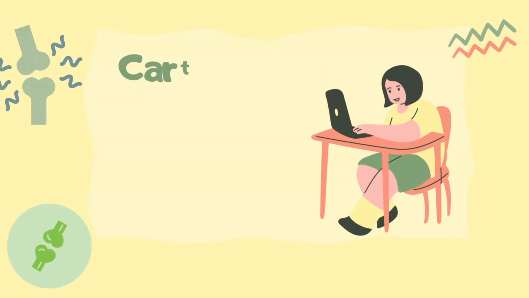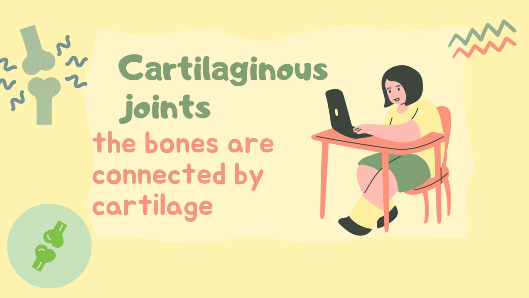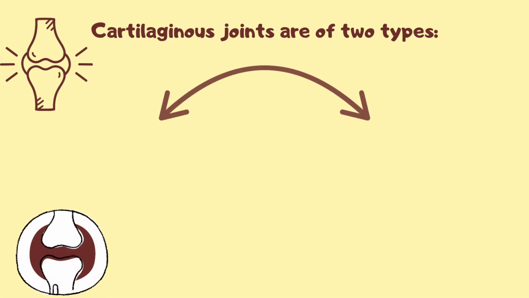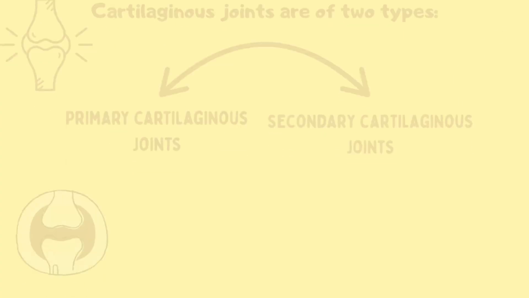Next, we have cartilaginous joints. Here, the bones are connected by cartilage. Again, there's no joint cavity, and they allow limited movement. Cartilaginous joints are of two types: primary cartilaginous joints and secondary cartilaginous joints.